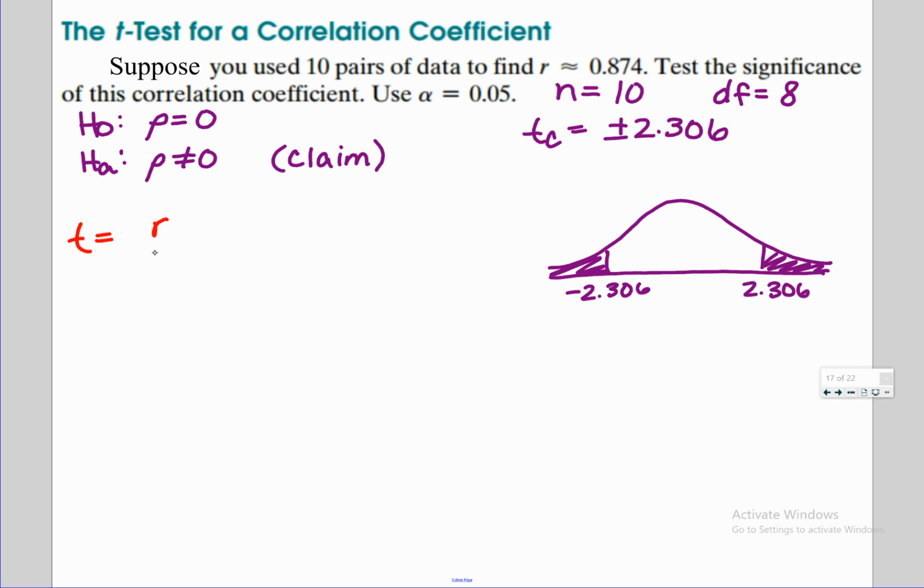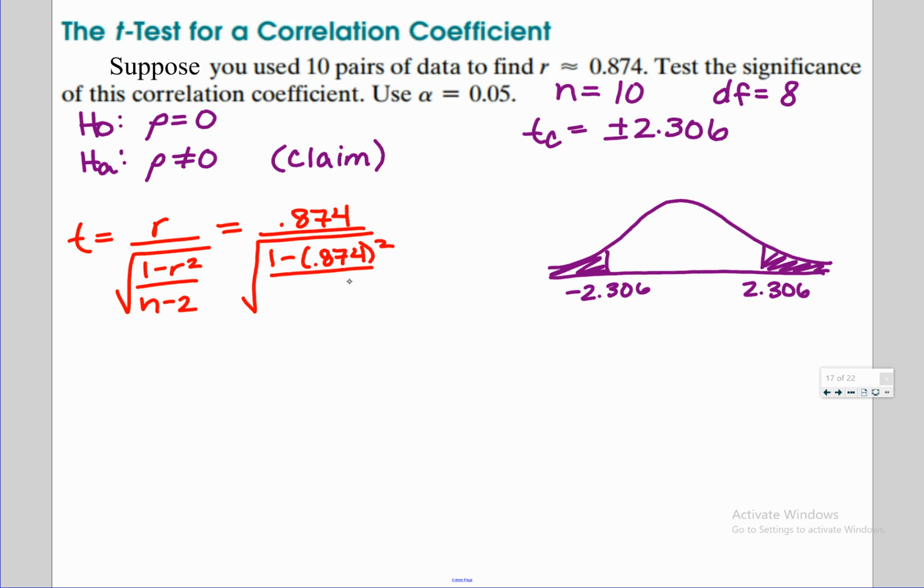Okay. Now we're going to calculate our t value using that formula. 1 minus r squared over n minus 2. Did I write that right? Make sure I don't mess that up. Yep, we're good. Okay. r we were given 0.874. Square root 1 minus 0.874 squared. And then n minus 2, our degrees of freedom is 8. And we type it in our calculator.